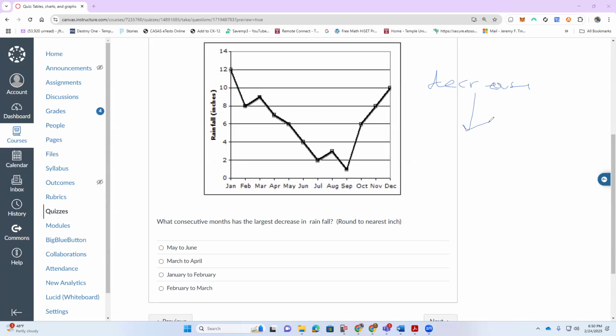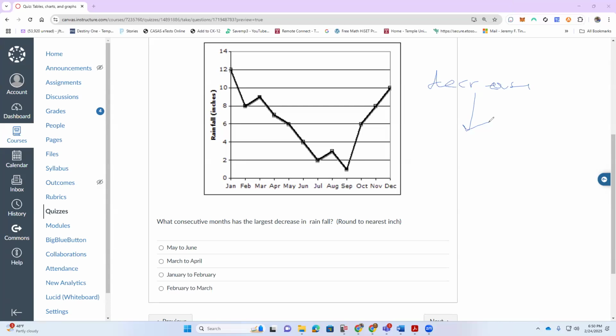From month to month, right. So it goes down the most. Increase means to go up. Decrease means to go down. Minimum is the lowest point. Maximum is the highest point. What you did was you selected the lowest point. What we want to know is from month to month, what had the largest decrease?